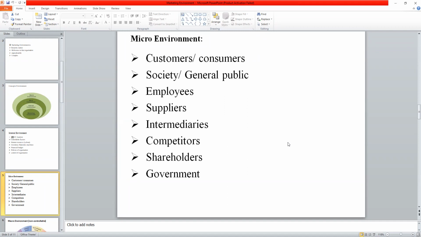Now the next part is intermediaries. The intermediaries are those which act in between the organization and the customers. Here they involve the retailers, the dealers, or the agents, the commission agents. So if any of these, if the intermediary is affected, there is a problem.